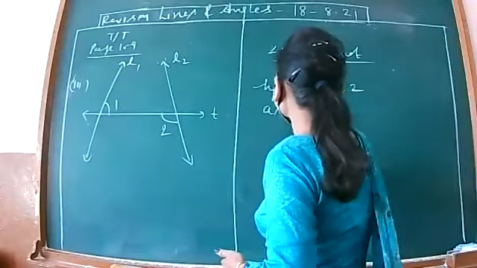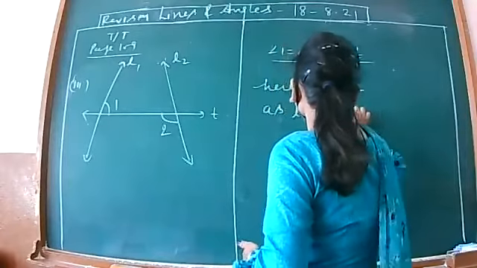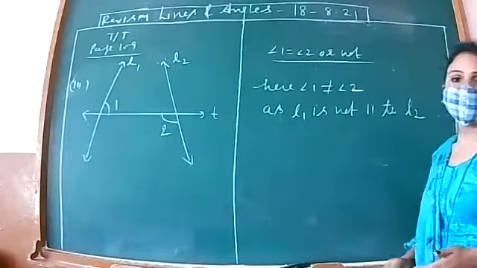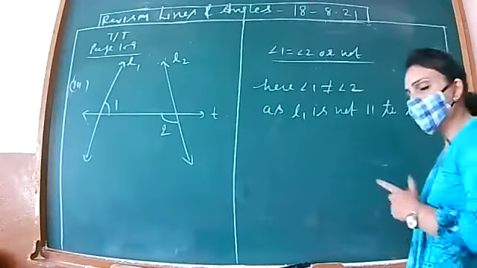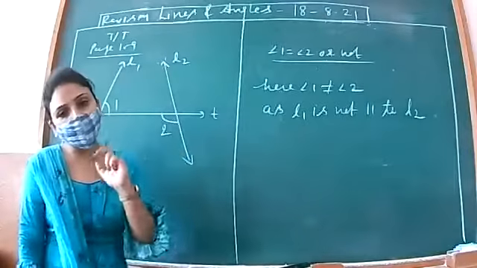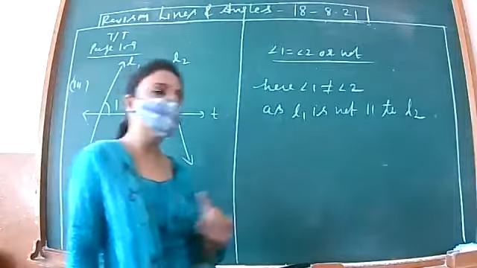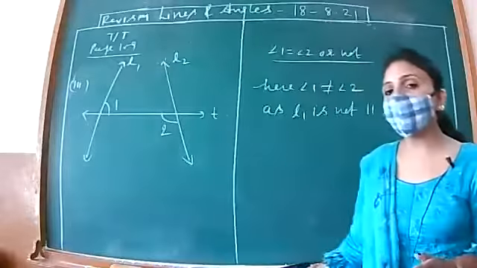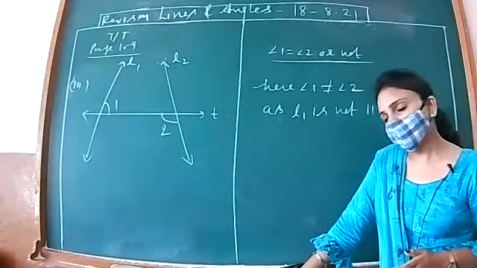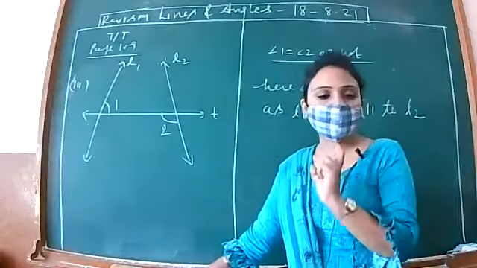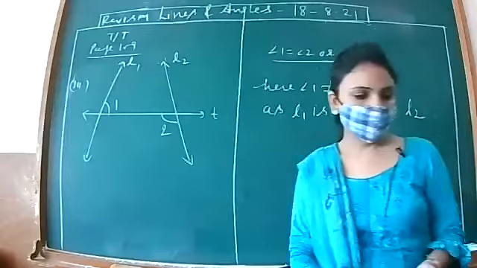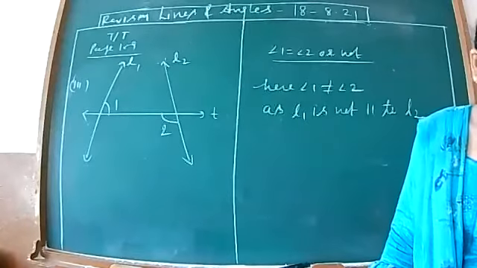Right here, 1 is not equal to 2, as L1 is not parallel to L2. Just because they are alternate interior angles, they will be equal is not necessary. Alternate interior angles are equal only when the lines are parallel. When the lines are not parallel, you can't say that the alternate interior angles are equal. Shubh, I hope that you understood your mistake. Yes, ma'am. Let us start with the next part.